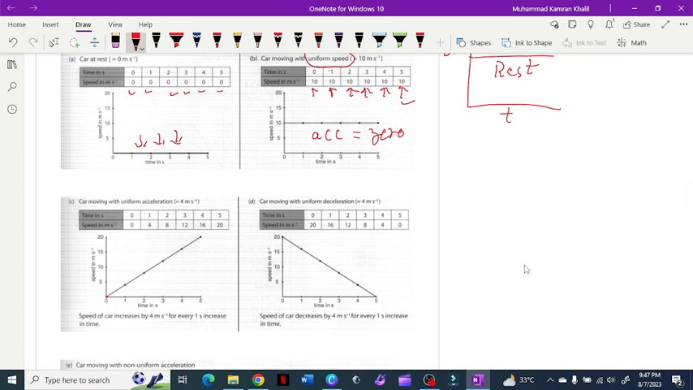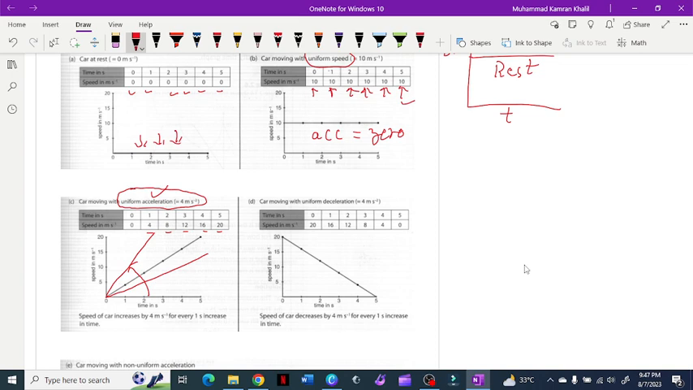So the speed is increasing uniformly. After every 1 second, there is an increase of 4 meters per second. This will show the gradient, because velocity over time gives us the acceleration. So acceleration is uniform. And similarly, if the object is like this and like this, the steeper the line, the greater the acceleration the object will have.